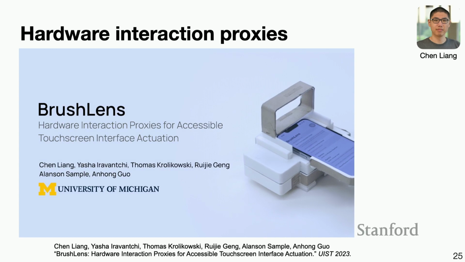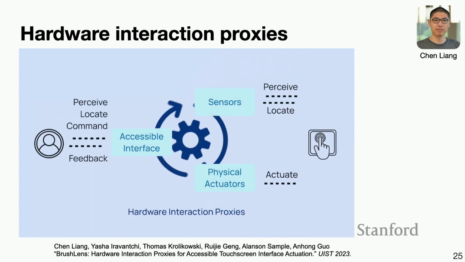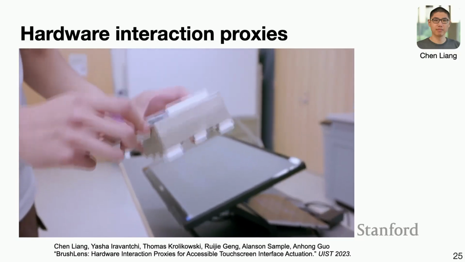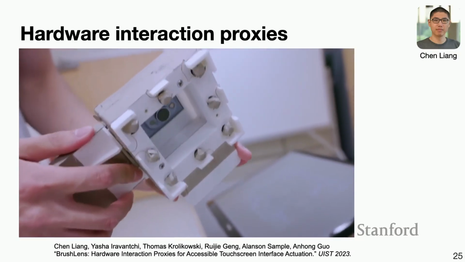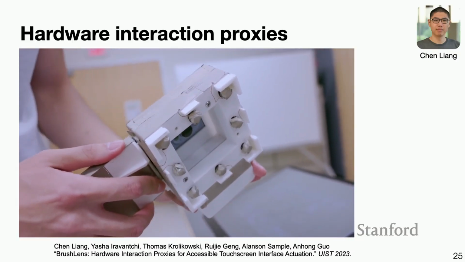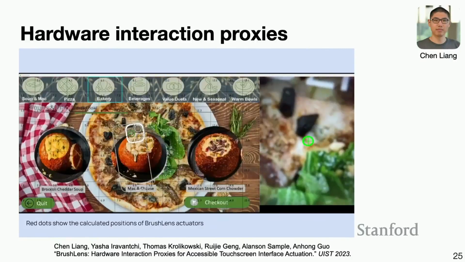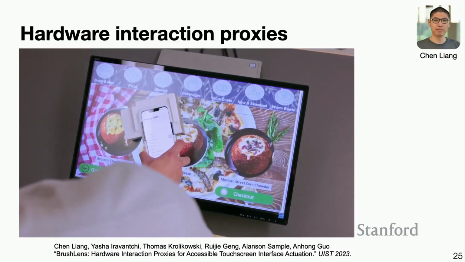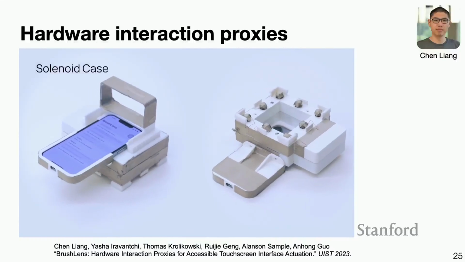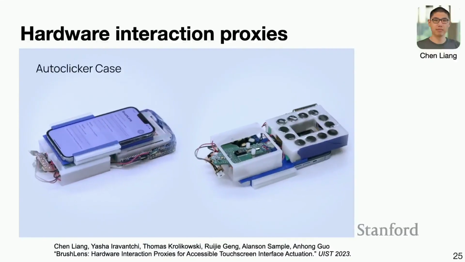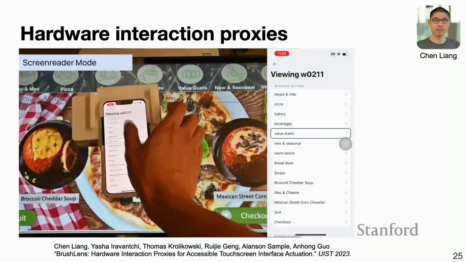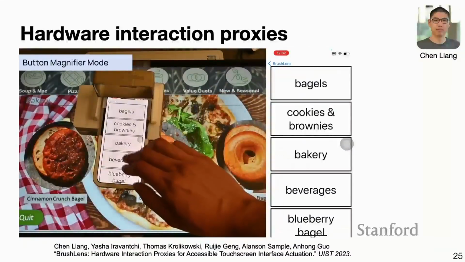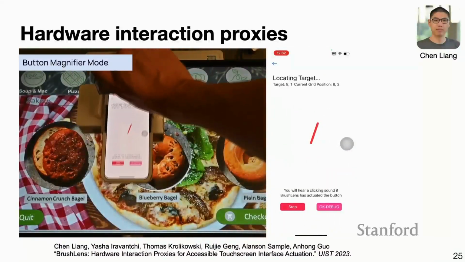We present BrushLens, a hardware interaction proxy to make touchscreen devices more accessible for people with diverse abilities. BrushLens uses multiple actuators to touch the screen. It automatically determines when to activate the actuator and precisely touch the screen on behalf of the user. We show the BrushLens with solenoid and auto-clicker actuators. Visually or motor impaired users can use the BrushLens accessible interface on their smartphones to explore and interact with inaccessible touchscreens.